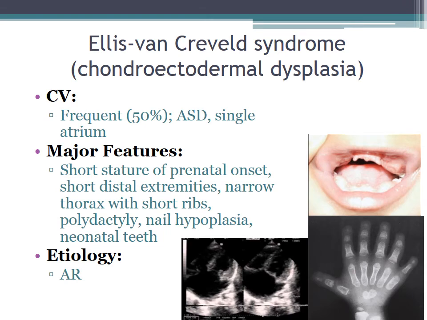Ellis-Van Creveld is next. It has frequent cardiovascular manifestations, most commonly ASDs and single atrium, so make sure you know that. The major features are short stature, which is of prenatal onset, short distal extremities, narrow thorax with short ribs, polydactyly, nail hypoplasia, and neonatal teeth. So we have some pictures to the right to help you remember that, and the etiology is that it's autosomal recessive.